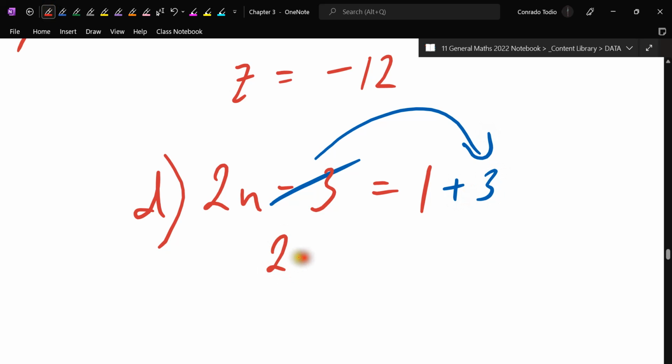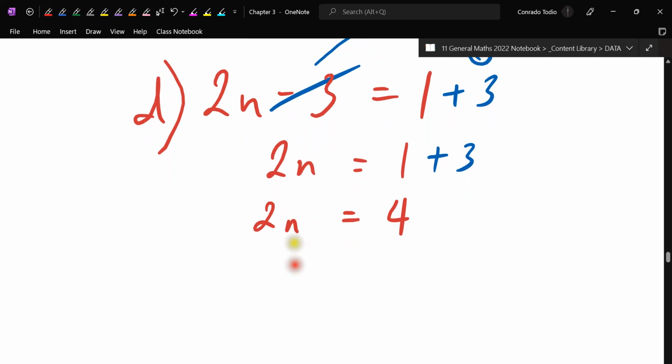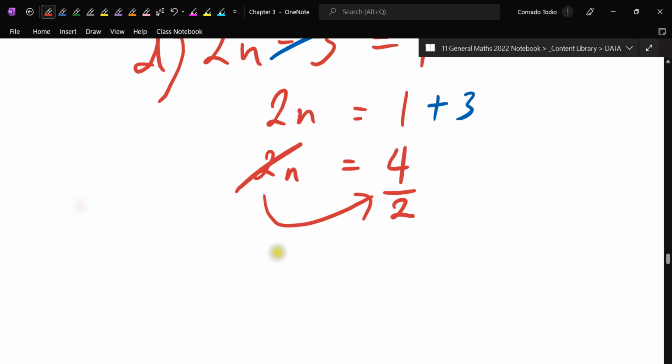So it's 2n equals 1 plus 3. And I'm just rewriting it so you can see what's happening. Okay, so let's solve that. 2n equals, what's 1 plus 3? 4. Okay, now the last thing is you got to isolate that n. This n has to be by itself. So we're going to move this 2. It is 2 times n. So if you bring it here, it becomes divide by 2. Therefore, n is equal to 2.